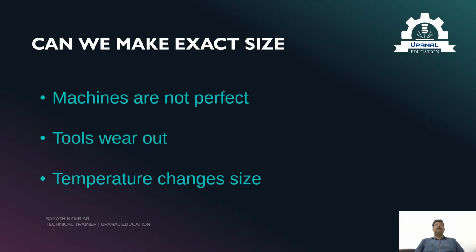Why? Because the cutting tools may wear out. The machines can get vibration. The temperature may change, and this temperature can affect the dimensions. The materials may behave differently. So, the exact size every time is practically impossible. It's not like the machines, however perfect they are. We can't say that we'll get the exact size.